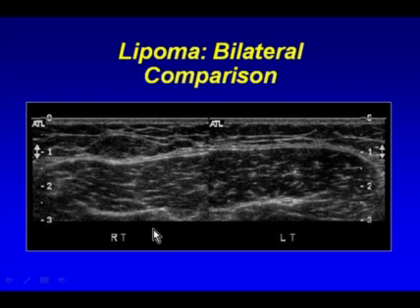Bilateral comparison can be helpful too. If you're not sure if you're looking at a normal lobulation of fat or an actual lipoma, this bilateral comparison shows the lipoma on this side deforming the underlying fascia, where on the other side you just have the skin, subcutaneous fat, and muscle, and that extra layer, which is the lipoma, is missing on the left side. So we can be more confident in our diagnosis.